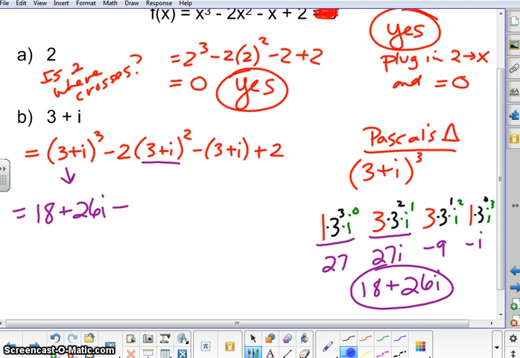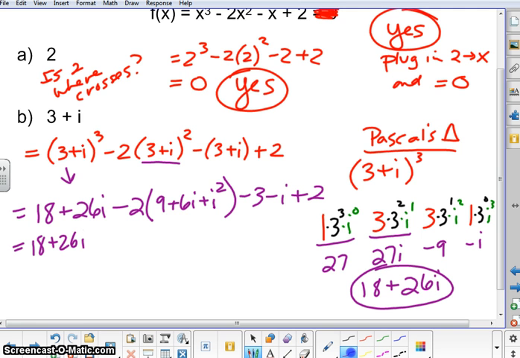So this is a foiling, so it'd be 2 times 9 plus 6i, don't forget the outsides and insides, minus 3 minus i plus 2. All right, and I'm going to keep simplifying until I can decide if this is 0 or not. Minus 18 minus 12i, and then minus 2, so that would be a plus 2 because i squared is -1. All right, and now I can add a whole bunch of like terms together.